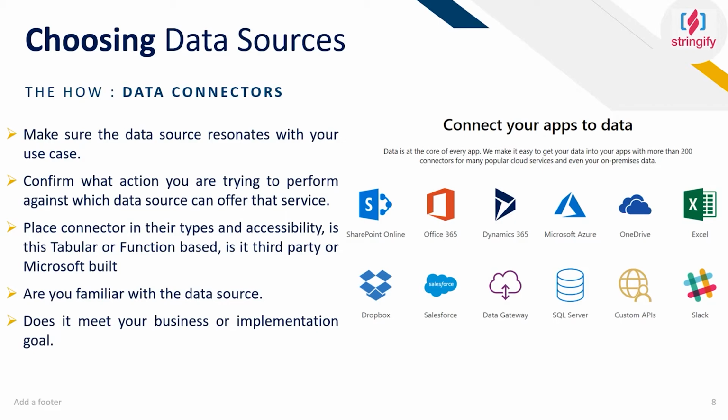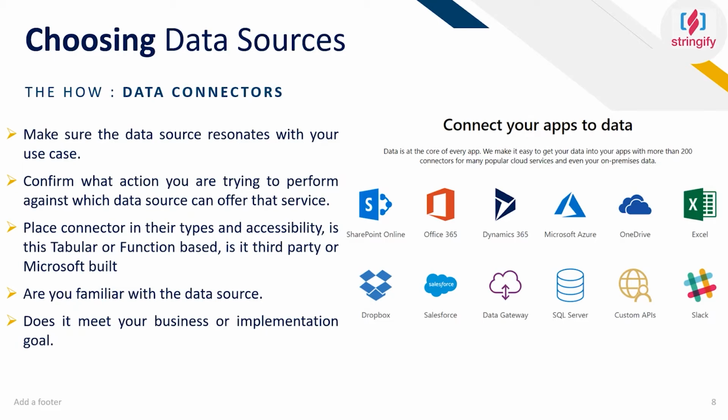How do you choose? Now you wonder, when I just did my test or my demo, how did I make sure that I'm choosing this at this time and all of that? See, a very important thing to note when you're choosing a data connector is to make sure that your data source resonates with your use case. So what's my use case? My use case is I want to send an email. The question would then be, if I want to send an email, am I going to be sending an email from a table point or from a function point? Do you understand? So that gives you that orientation of what kind of data connector you are going to leverage, or what kind of data source you are trying to talk to. You need to confirm what action you're trying to perform, right?